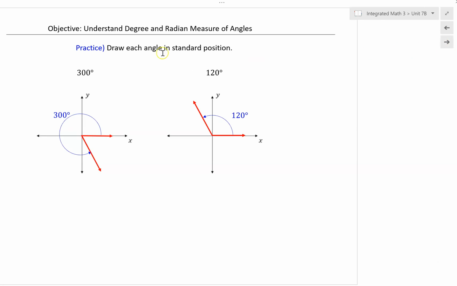Good job. 300 degrees: you're going to go 270 and about 30 degrees more into that quadrant. And then 120, that's 90 plus 30. So that's how I break them up. I use those quadrantals to break them up and know where they should be.